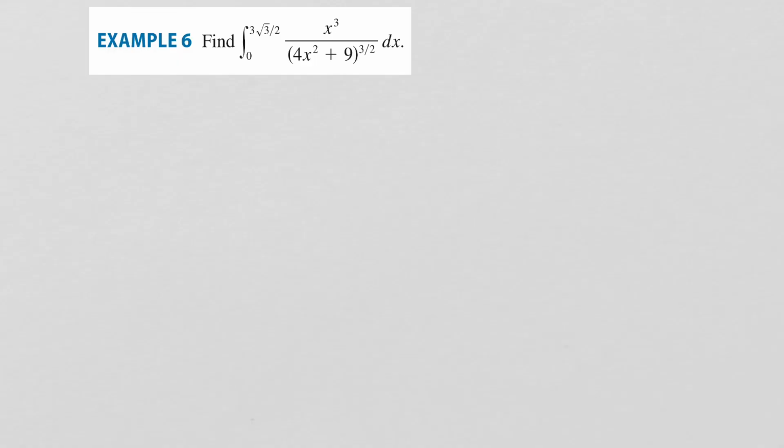In this next example, we have a slightly different expression here. We have 4x squared plus 9 inside of our parentheses. So let's talk about how to deal with that. So when you have something other than just x squared, what you want to do is express it as a perfect square if you can. So 4x squared is the same as 2x quantity squared, just like 9 is 3 squared.